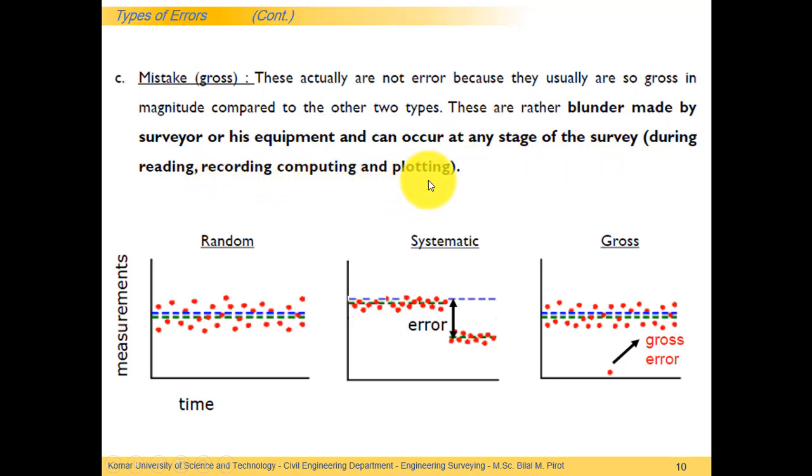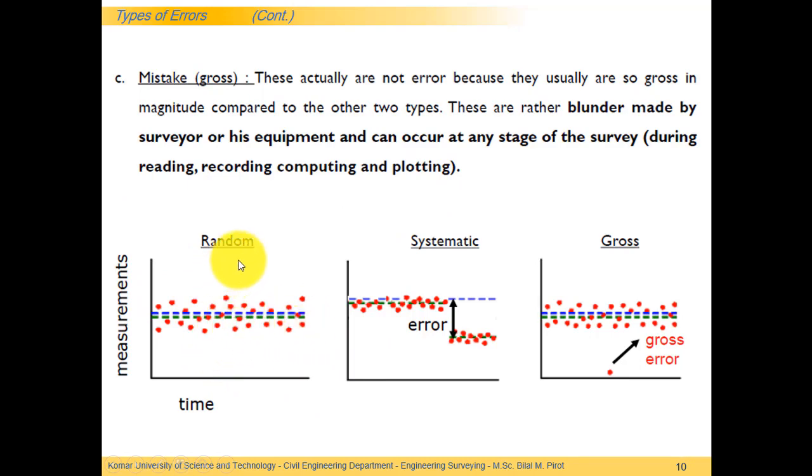As I told you, we may have some mistakes. In some cases you may read, for example, 75 instead of reading 57. So this type of error cannot be corrected. In this case we have to neglect this data.